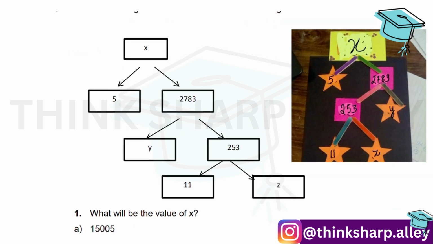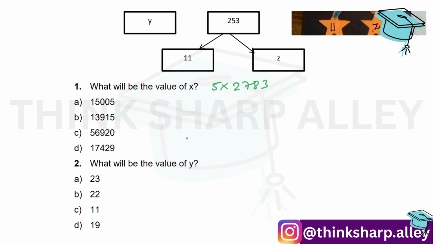And we have to answer, find the value of x first. X is clearly 5 times 2783. So 5 into 2783, which is equal to 13915, which is option B.